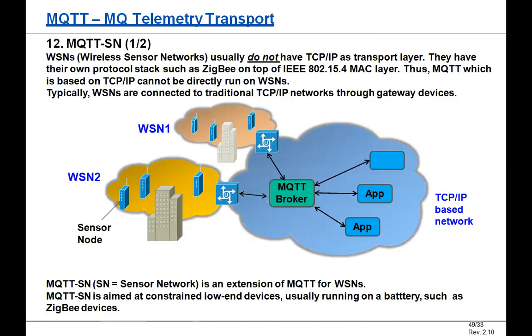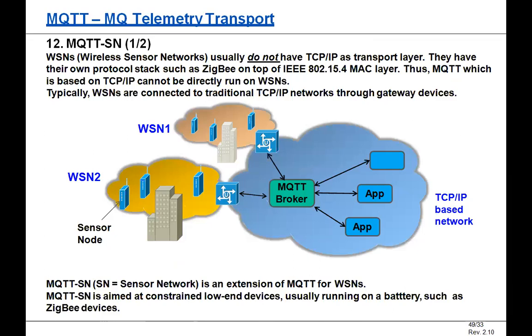And now let's discuss MQTT-SN. SN is for sensor networks. Here we are mainly discussing wireless sensor networks. Wireless means it is not supported by TCP/IP as the transport layer. They have their own protocol stack, maybe Zigbee or Bluetooth, Wi-Fi or something like that.